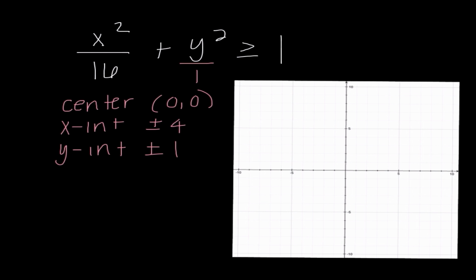So when I'm graphing this, I'm going to start at 0, 0, and I'm going to go 4 to the right and 4 to the left, and up 1 and down 1, due to what these intercepts actually are.